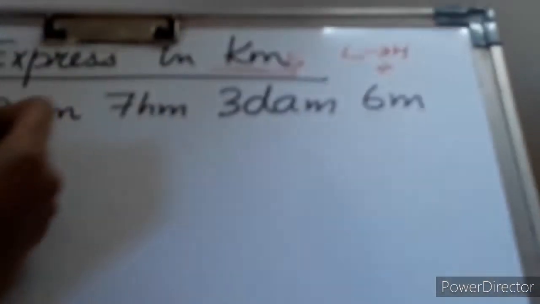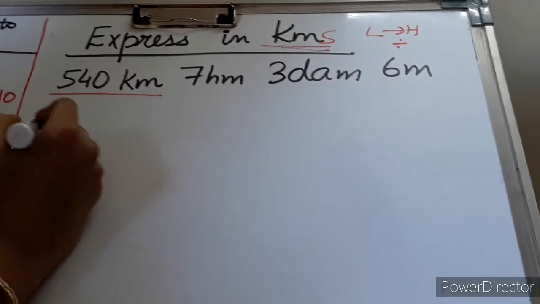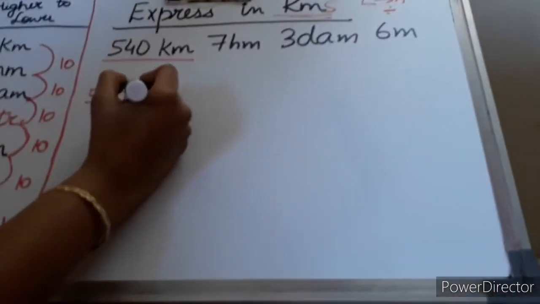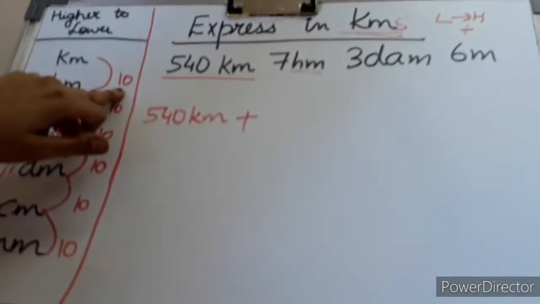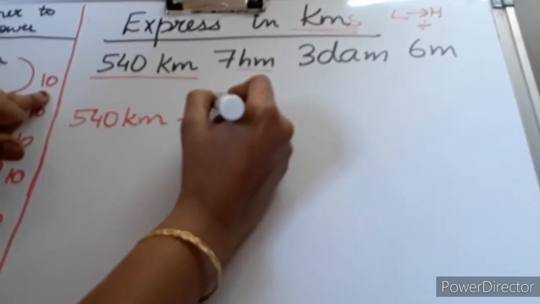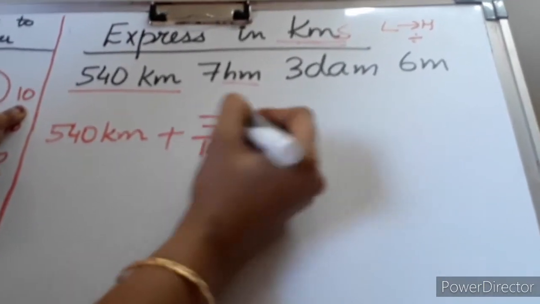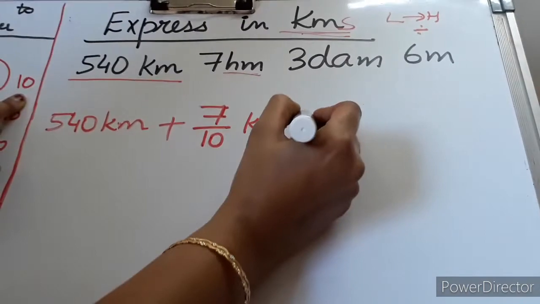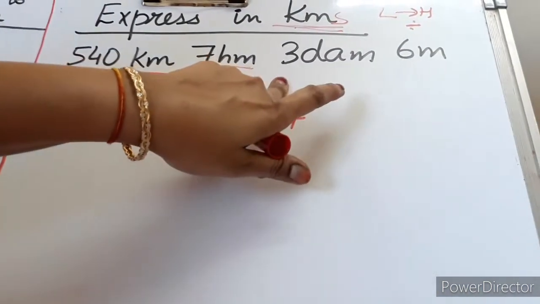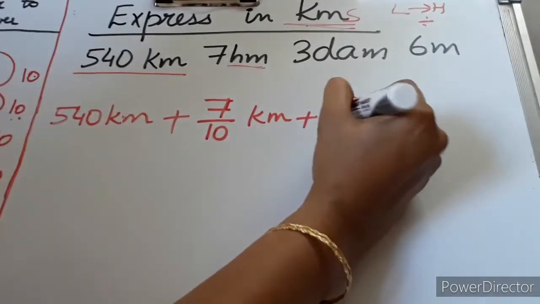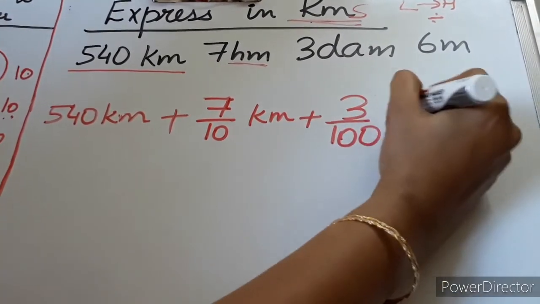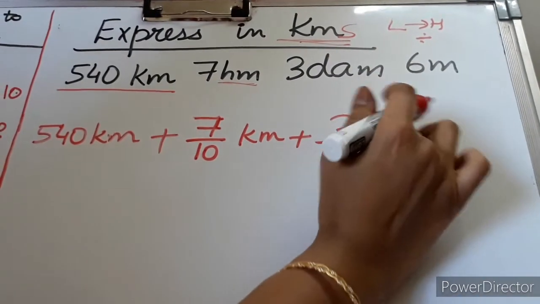Now what do we have to divide? In kilometers we have to do. So this is in kilometers only. We will write as it is, 540 kilometer. Plus, what is this? Hectometer. Hectometer to kilometer, there is a difference of value of 10, and that is division. So 7 by 10 kilometers. This is changed into kilometer. Then again step by step we will do 3 decameter. Decameter to kilometer, there is a difference of 10 into 10, that is 100. 3 divided by 100 kilometer.